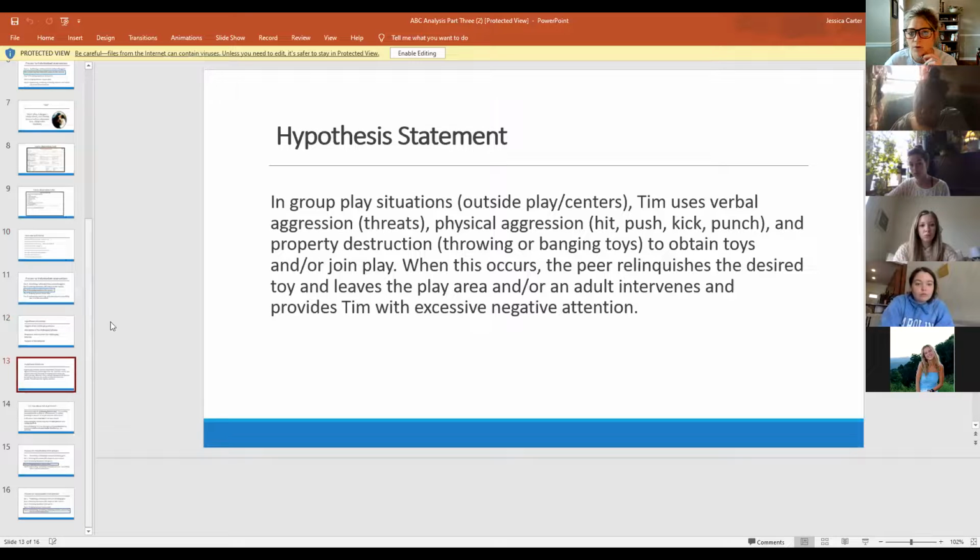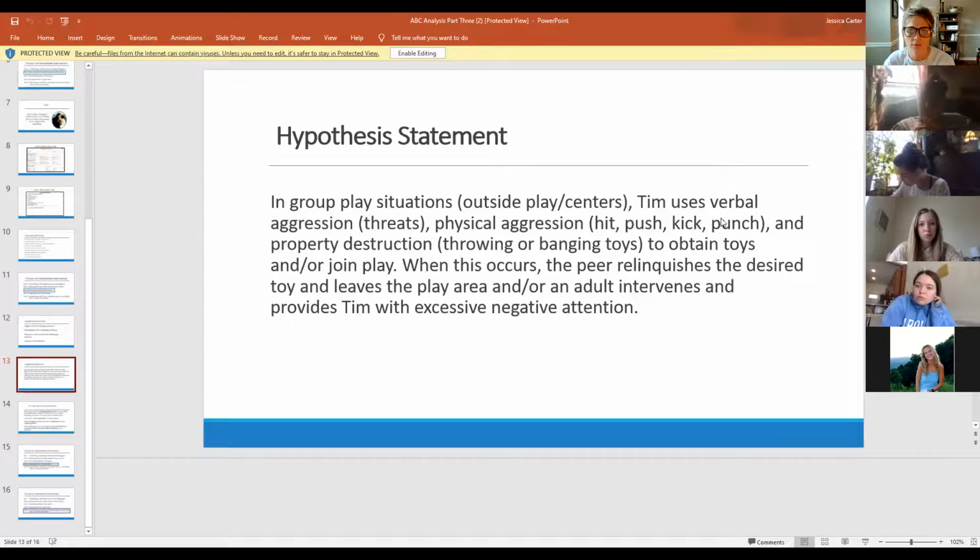So there's an example right here. It says, in group play situations, outside play during centers, Tim uses verbal aggression. We define that as threats. Physical aggression, defined as hitting, pushing, kicking, and punching, and property destruction, throwing or banging toys, to obtain toys and/or join play.